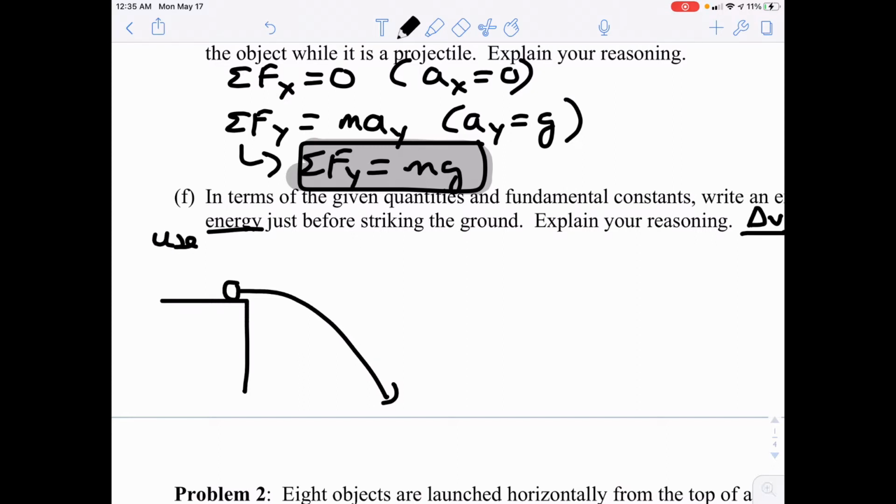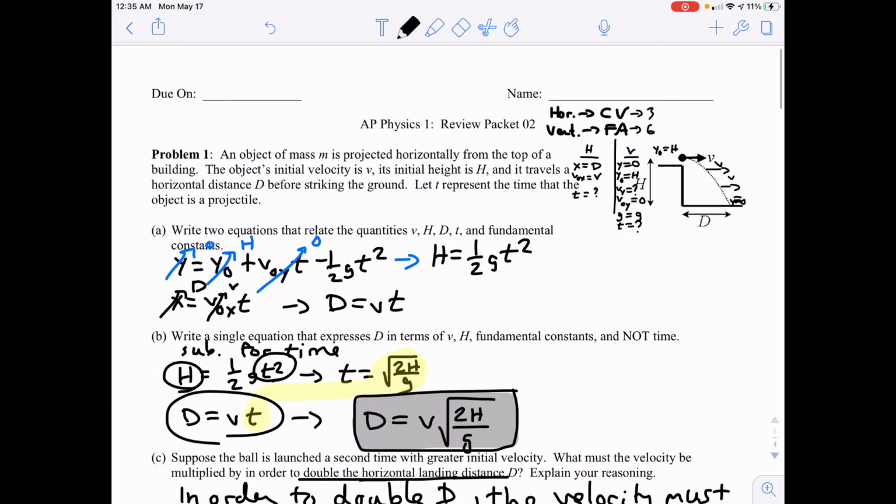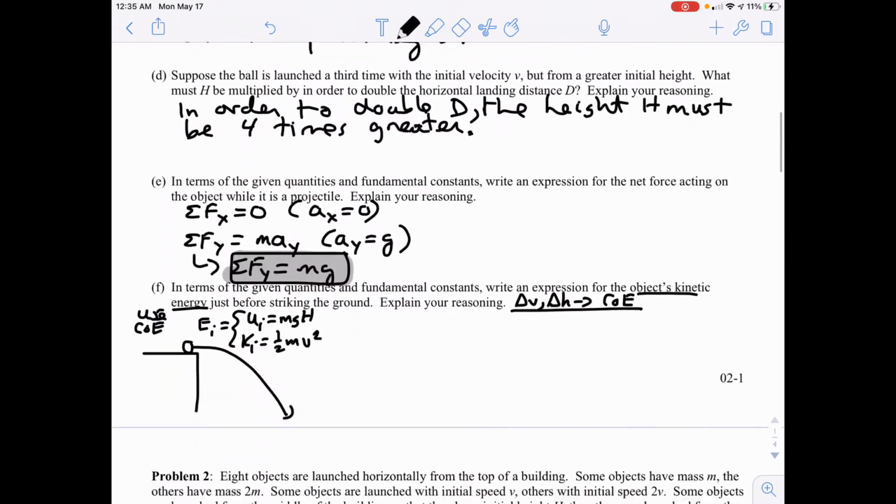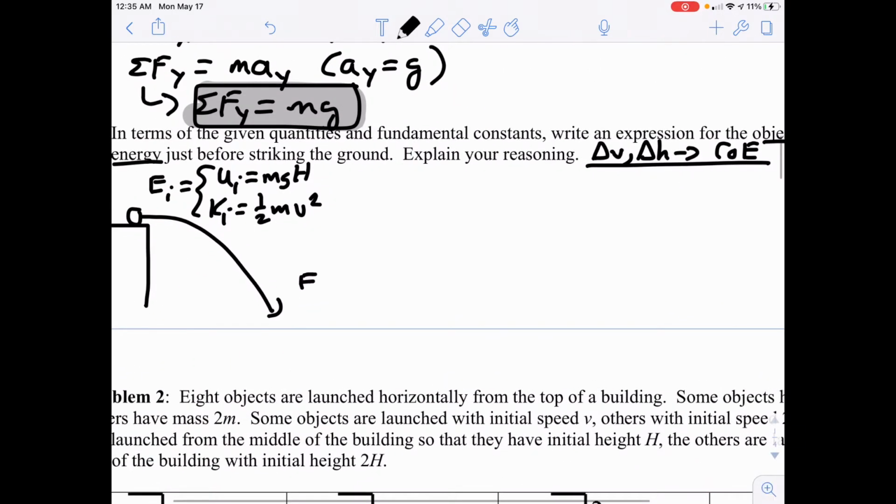And if we're going to use conservation of energy, we need to describe the energies at different points. So at the top here would be the initial energy. Initially we have initial potential energy, which would be mgh. Should write it differently, mg capital H. Our initial kinetic energy is 1/2 mv squared. I don't necessarily have to write v initial because we were told that the velocity off the edge was just v.